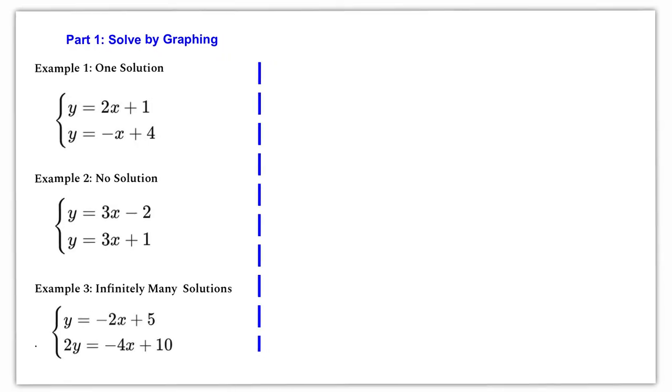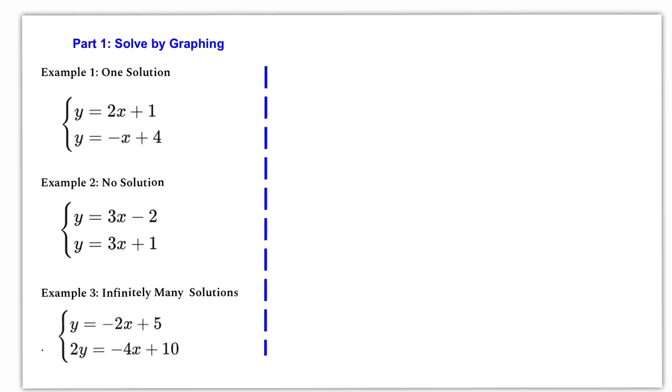As you can see here, we have our slope, which will be right here, the 2, and then over here it's -1, are different. And as well as our y-intercepts, this is where the line is crossing the y-axis, are different as well. So as you can see, they're both different, and that's what makes it one solution.